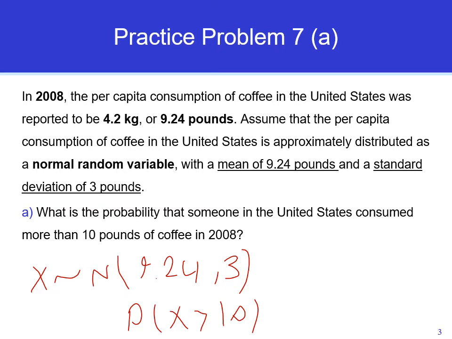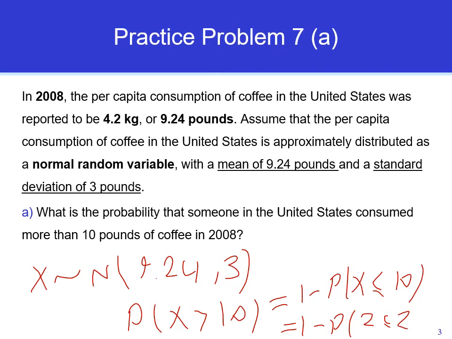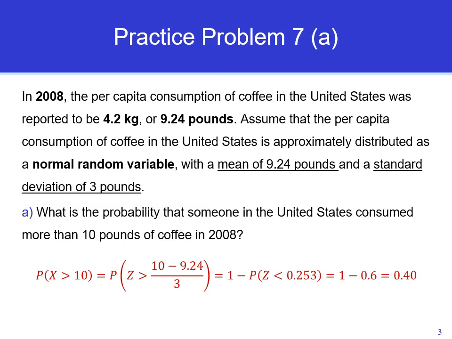This is easy to solve. What you need to do is convert this to the Z distribution and also convert that to 1 minus the probability of less than that, and then we will get our solution. So this would be 1 minus the probability of X less than 10, and then we convert this to the Z distribution: 1 minus the probability that Z is less than Z of 10. Then we look for that value in the Z distribution table. So the probability is 40%.